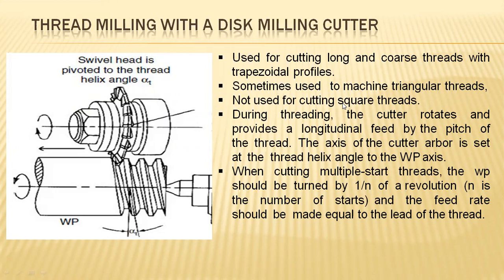Particularly, we are using the long cutting for long threads, and coarse threads need to be considered with respect to trapezoidal profiles, as clearly specified in the diagram. The work part is measured by this milling cutter, which maintains a particular inclination in order to get this particular alpha in a parallel way.